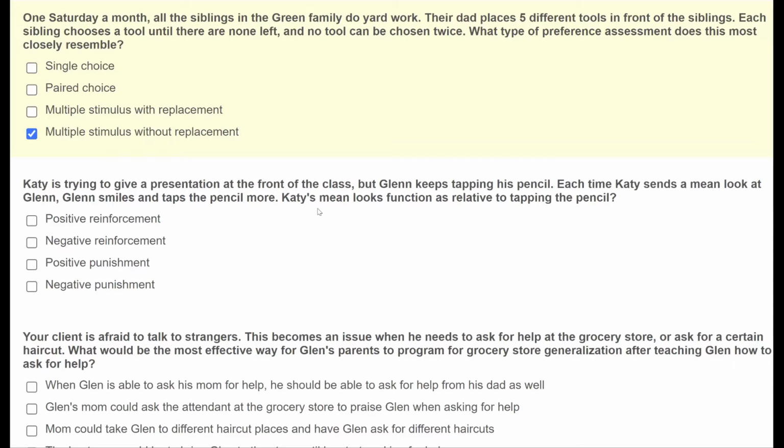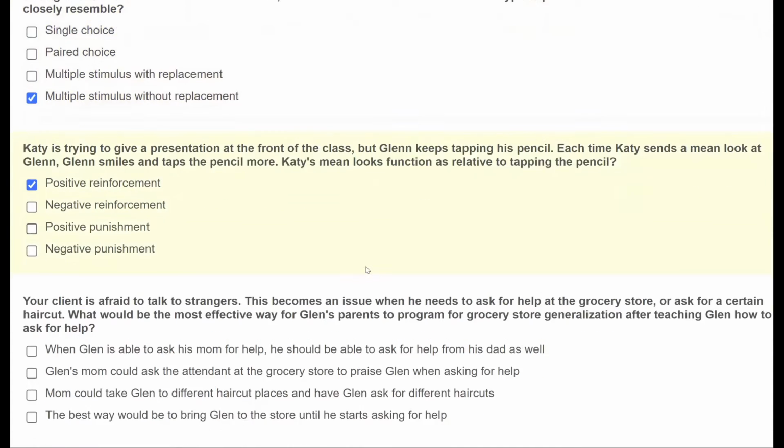The simple way to break down reinforcement and punishment questions is piece by piece. You ask yourself, was a stimulus added or removed? In this case, the mean look was added, so it's positive. Did the behavior increase or decrease? In this case, Glenn smiles and taps the pencil more. His behavior increased, so added, positive, increased, reinforcement. Katie's mean look is simply positive reinforcement for Glenn tapping the pencil.